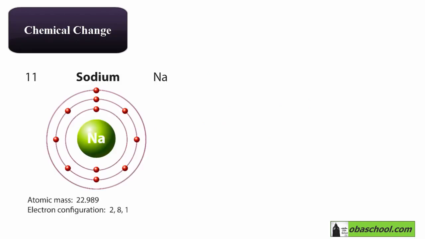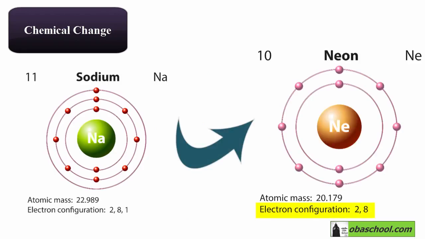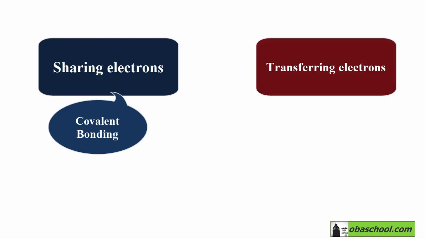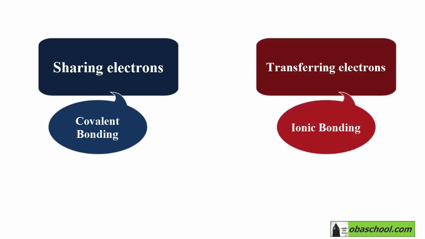Actually, atoms in a chemical change will react to obtain a stable arrangement of electrons. So atoms are trying to have a stable arrangement of electrons. And they can do this by sharing electrons, and this is known as covalent bonding, which we will describe later, or by transferring electrons, and this is ionic bonding. In the upcoming sections, we will explain in detail what covalent bonding and ionic bonding are.